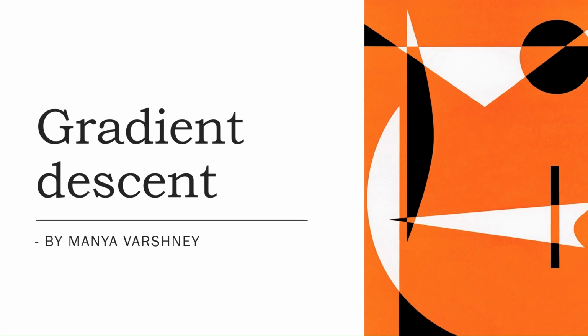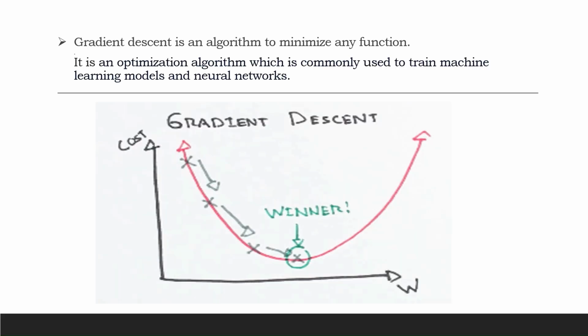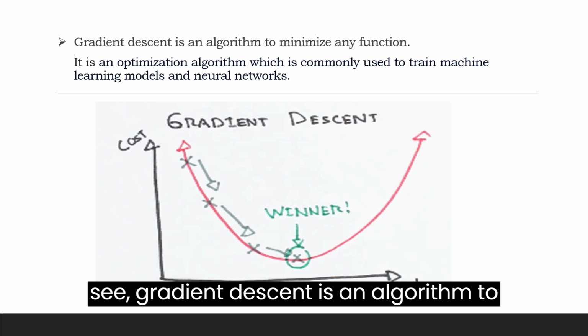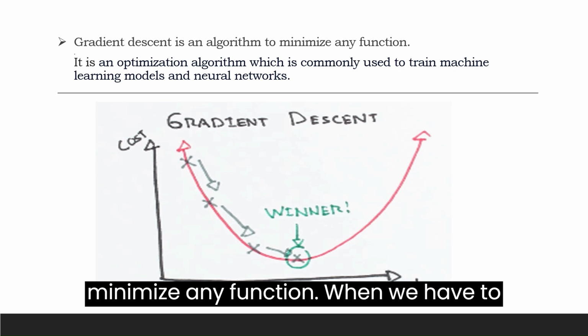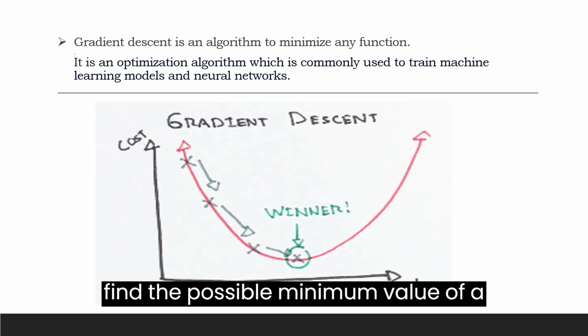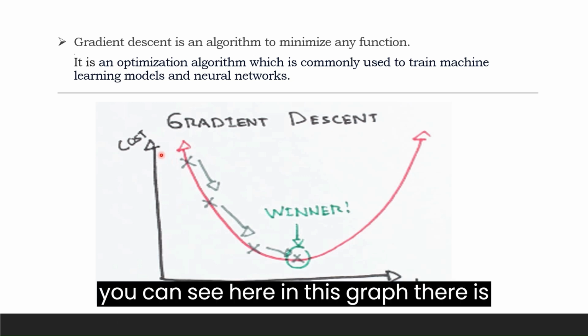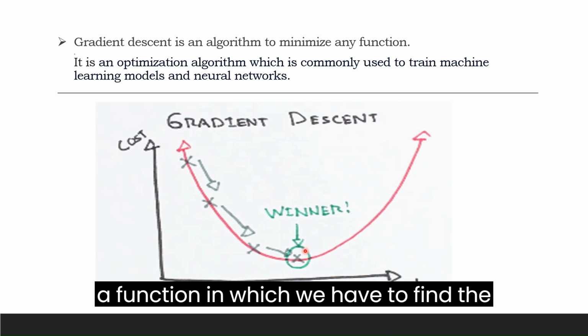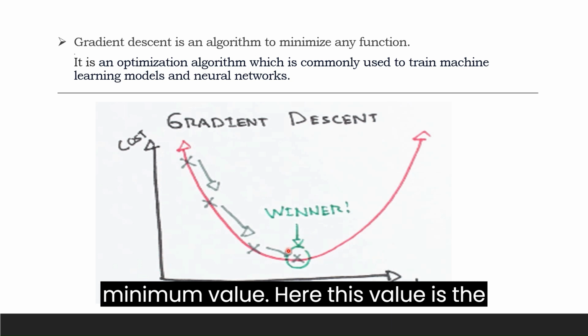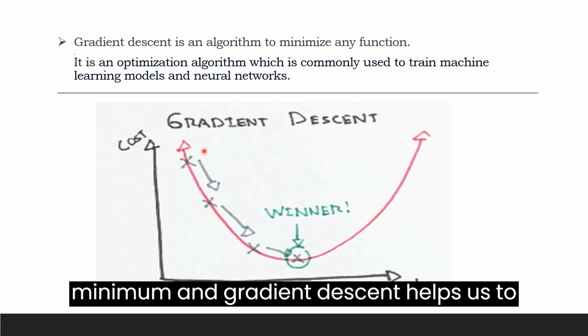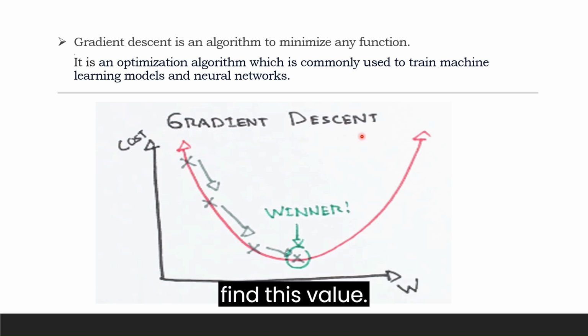We will first learn what gradient descent is in general terms. As you can see, gradient descent is an algorithm to minimize any function. When we have to find the possible minimum value of a function, we use gradient descent. As you can see here in this graph, there is a function in which we have to find the minimum value. Here, this value is the minimum, and gradient descent helps us to find this value.